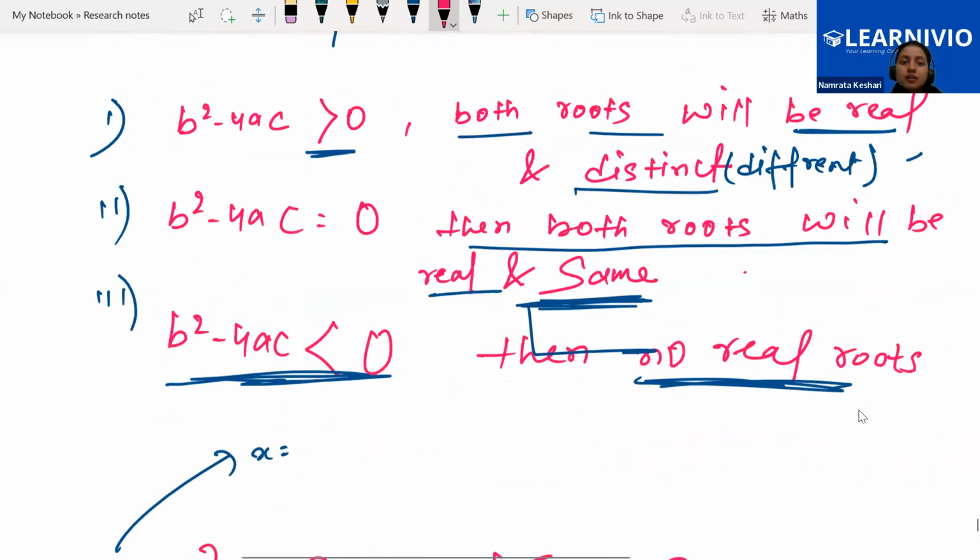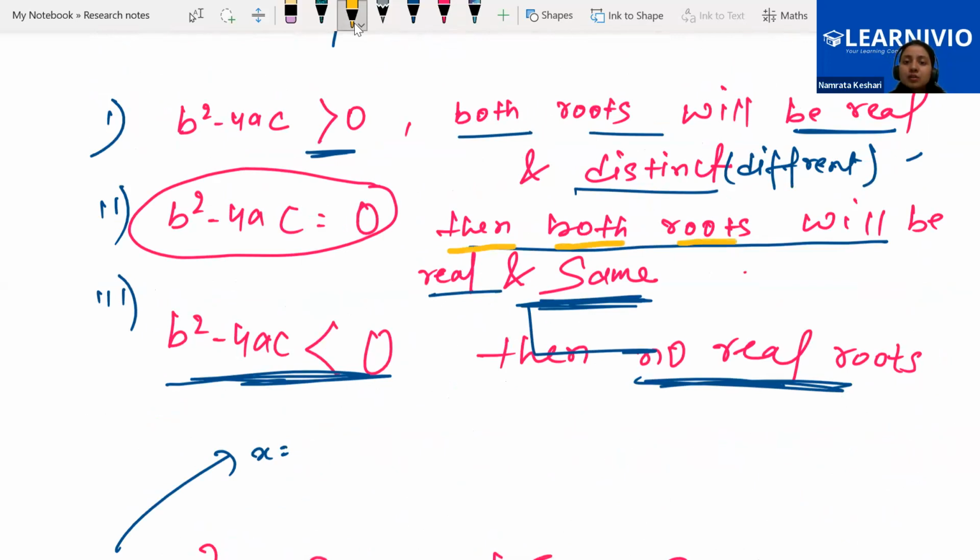Can you see? When discriminant is equal to 0, then both roots will be real. Real means real number, and will be the same number. Have we checked by solving the equation that in reality it is exactly the same?